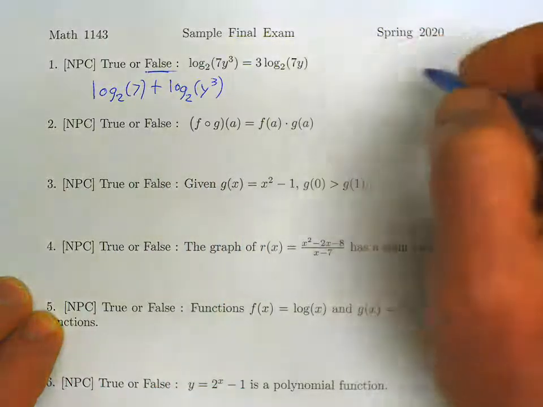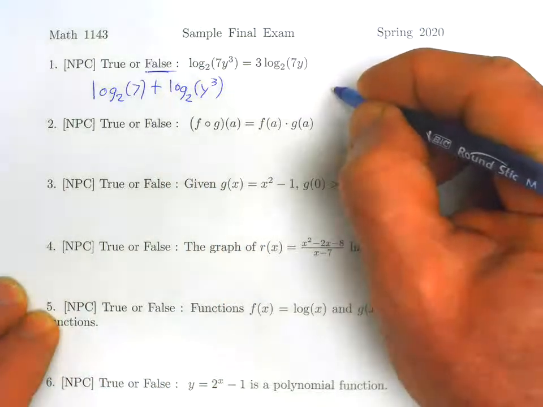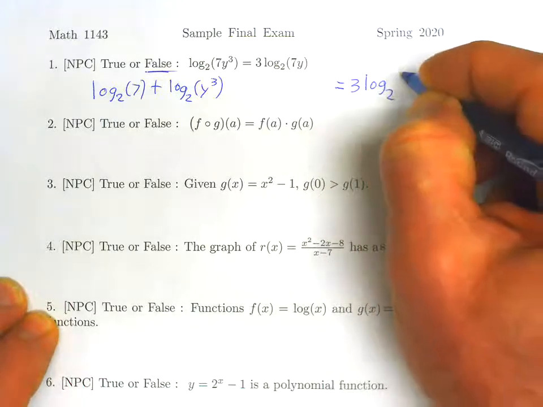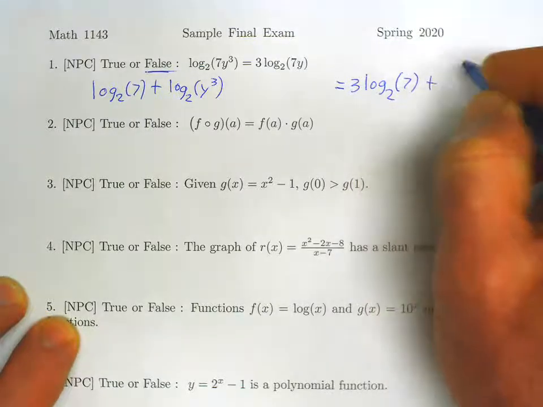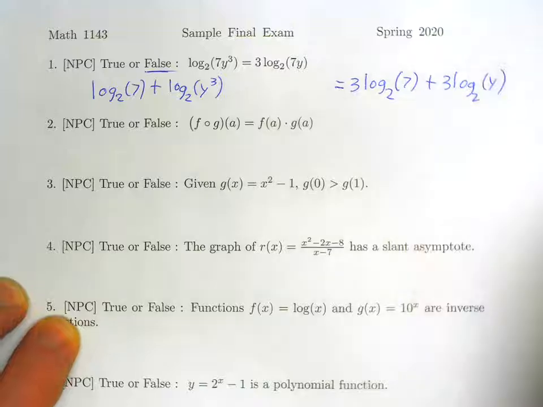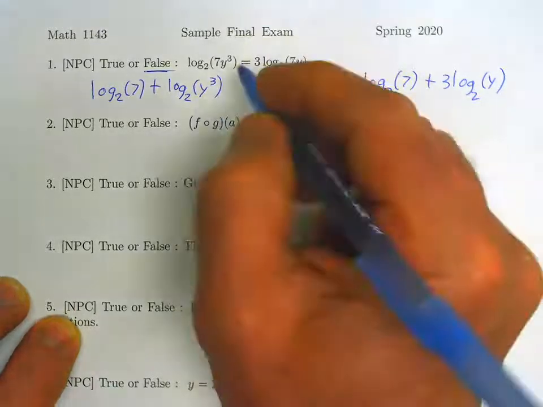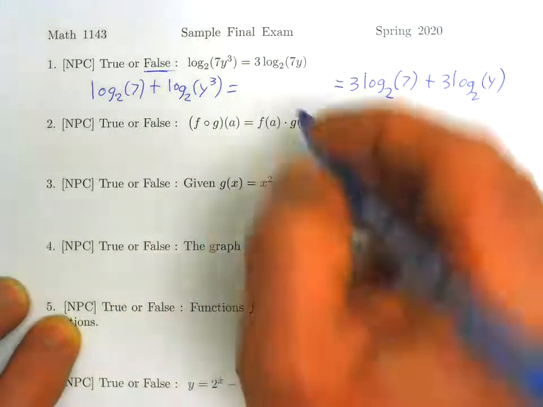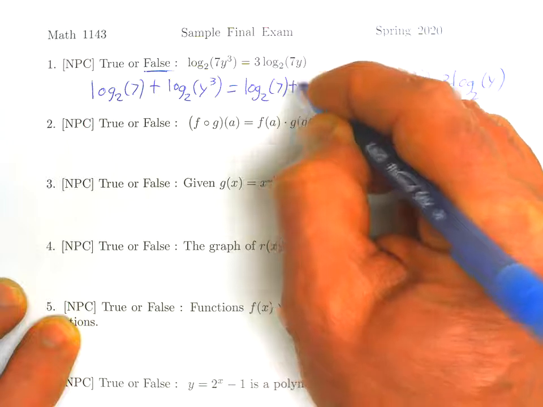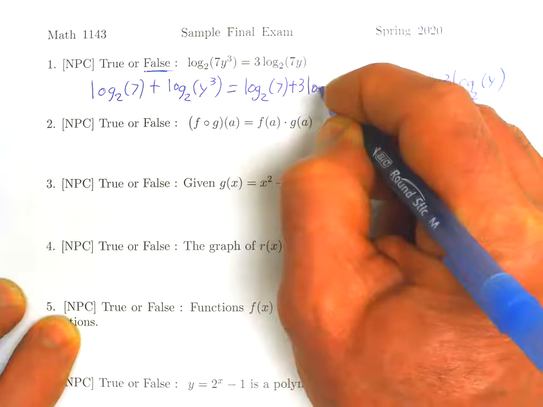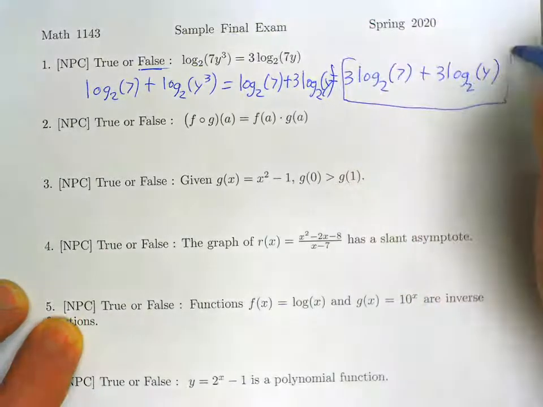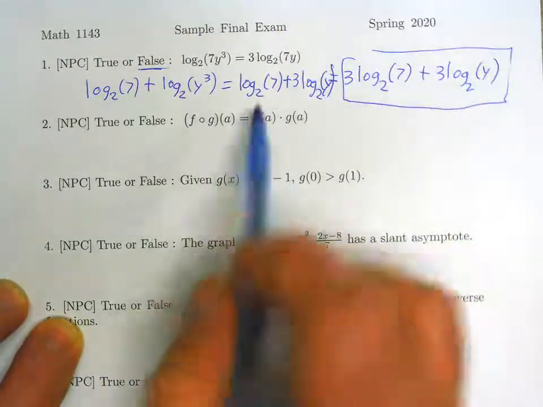But the right-hand side is 3 times log base 2 of 7 plus 3 times log base 2 of y. So you could expand this part a little bit further. Log base 2 of 7 plus 3 times log base 2 of y. Well, I messed that up. Anyway, the two sides are not equal, so this is false.